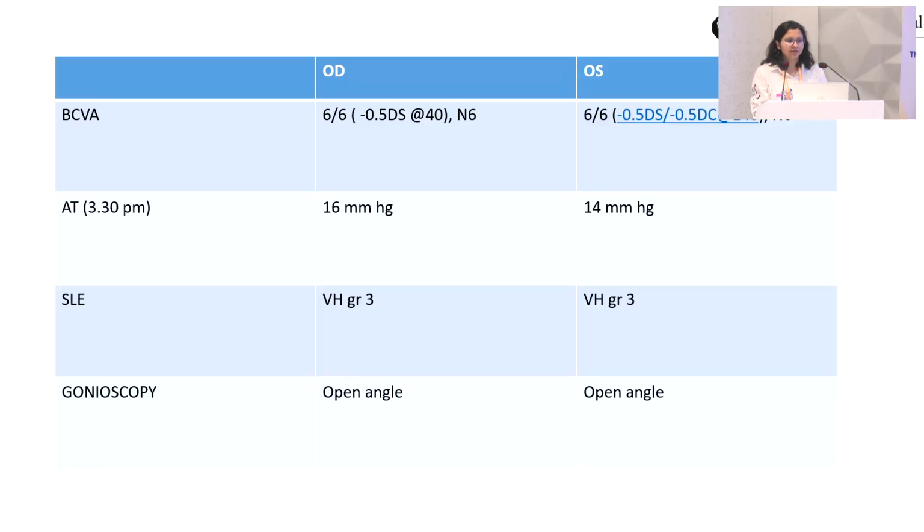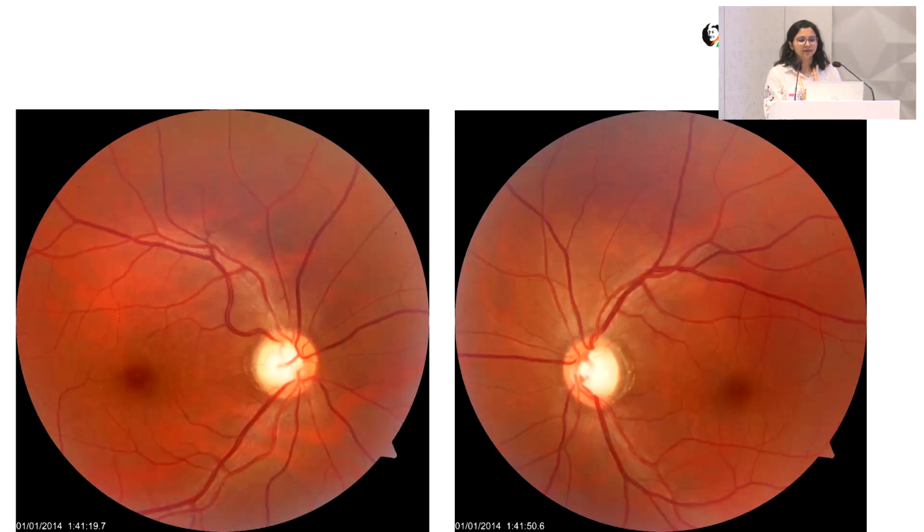On examination, his best corrected visual acuity was 6/6 and N6 in both eyes. Applanation tonometry adjusted for central corneal thickness was 16 millimeter of mercury in right eye, and in left eye was 14 millimeter of mercury. On slit lamp examination, both eye anterior chamber was found deep, and on gonioscopy, both angles were open. So this is the fundus photo.